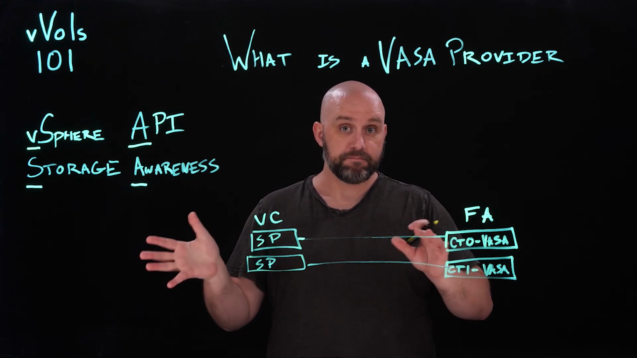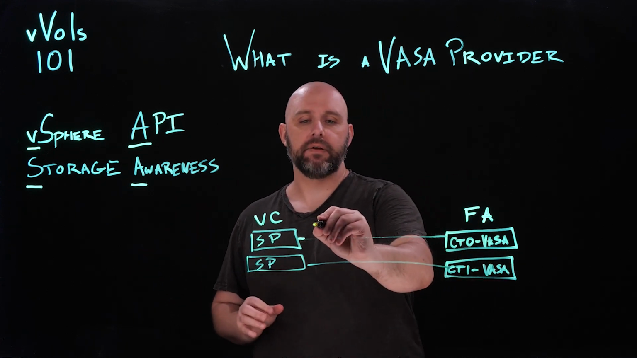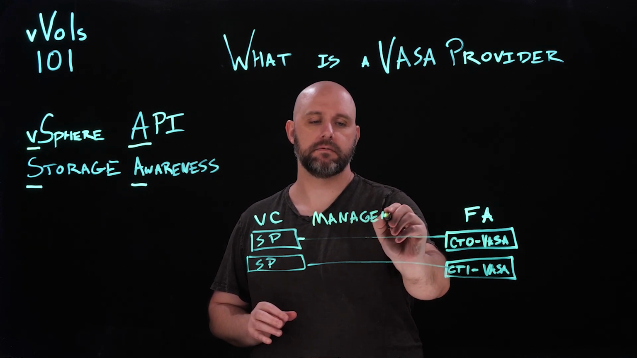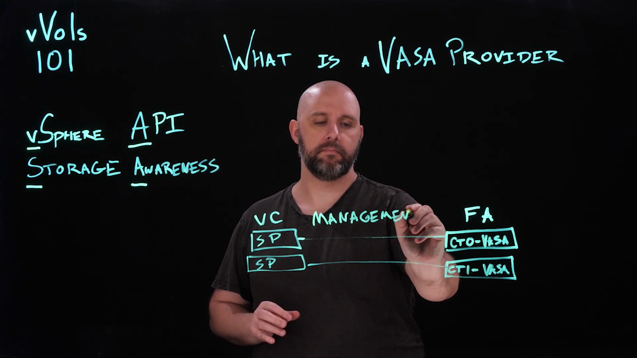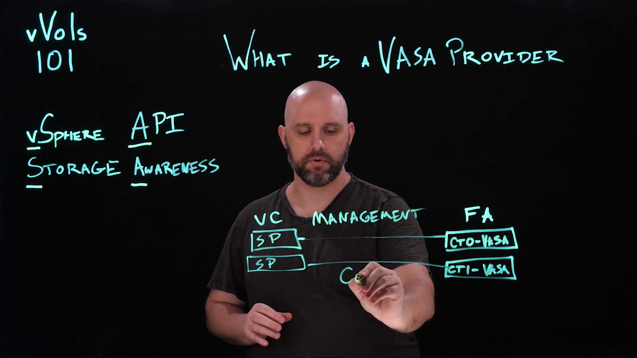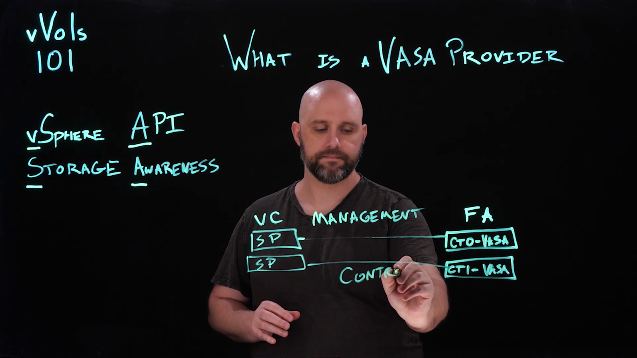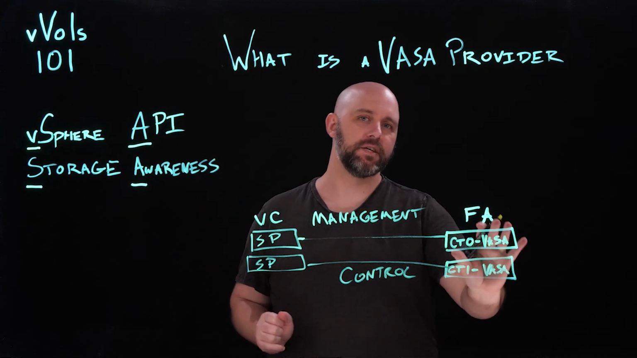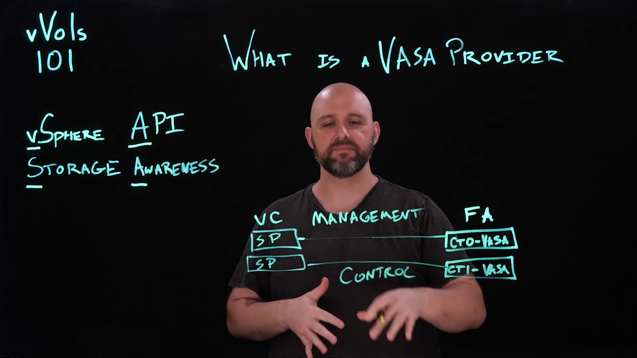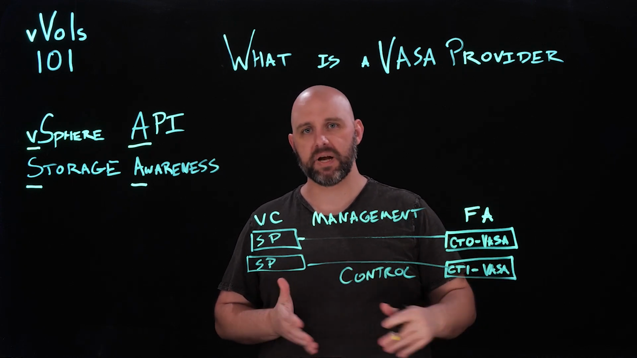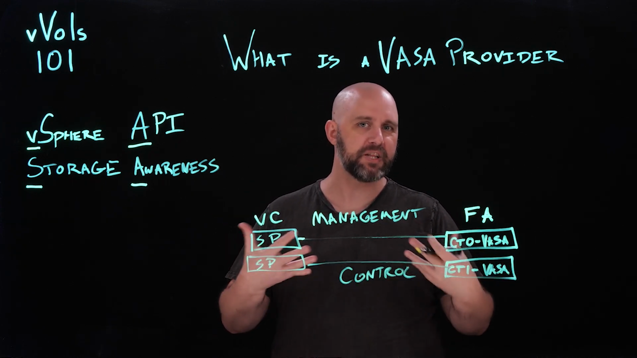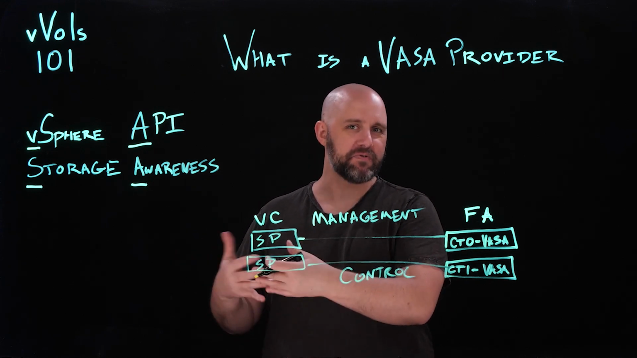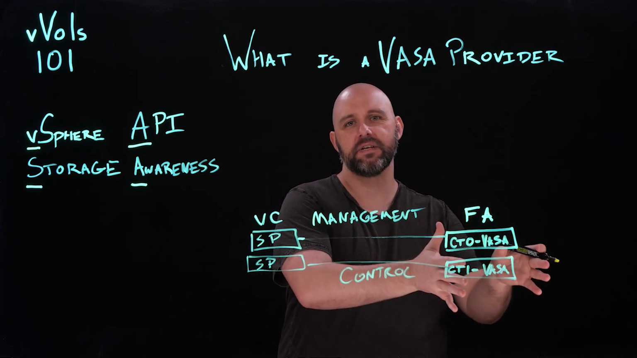So this enables what we call the management path, or the control path. Both are interchangeable names. Just like storage provider and VASA provider are interchangeable, the management path and the control path both mean the same thing. This is how vSphere is able to manage its vVols environment on this given array.